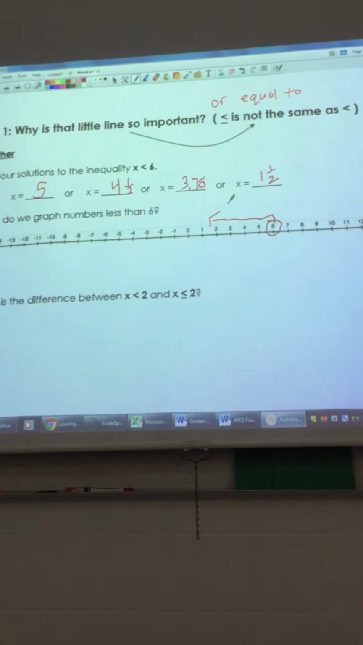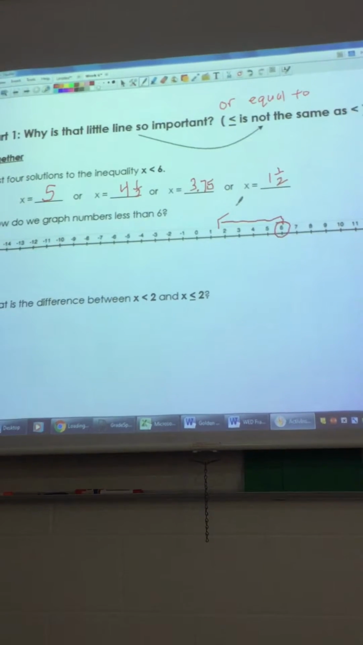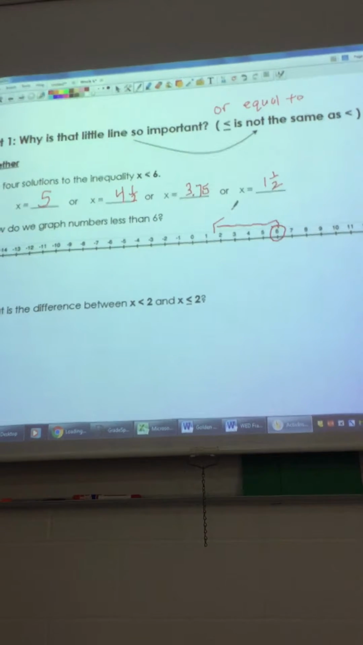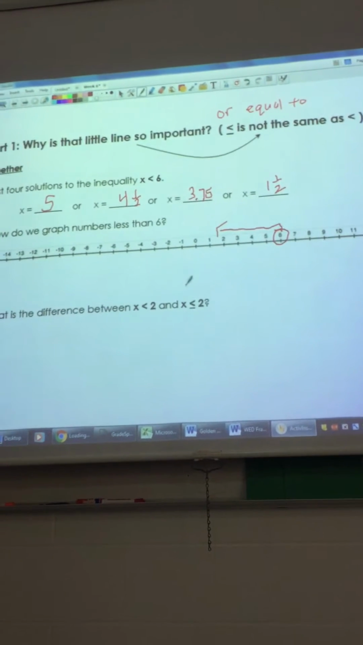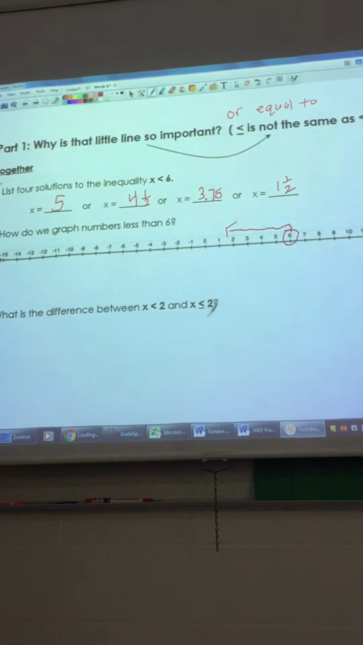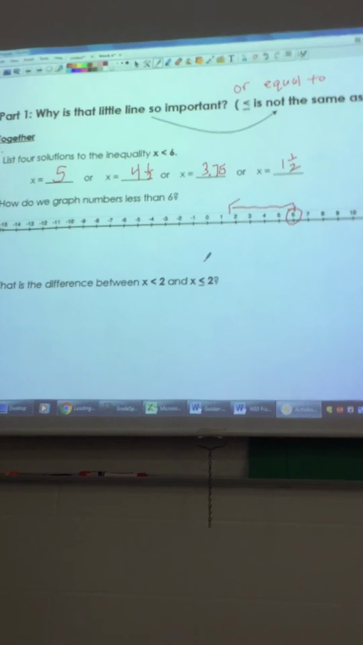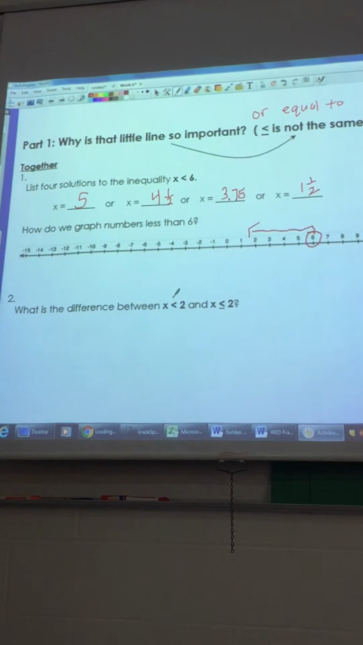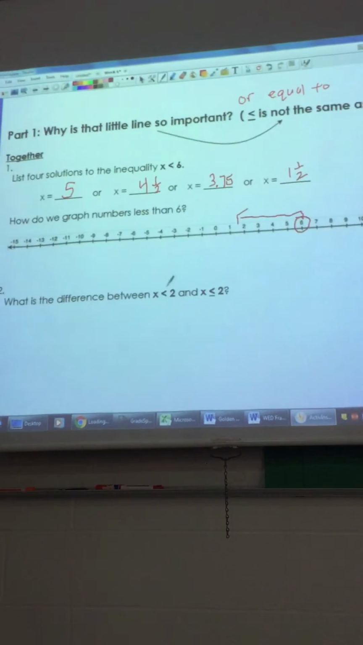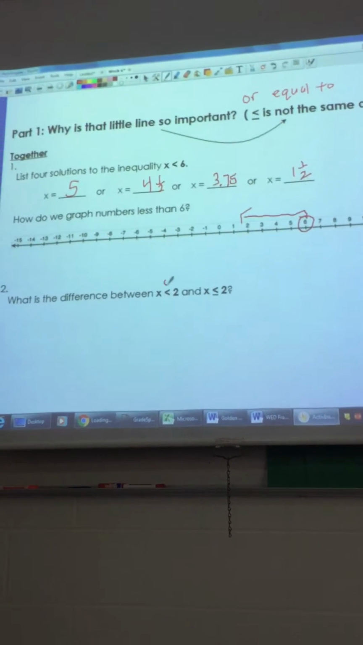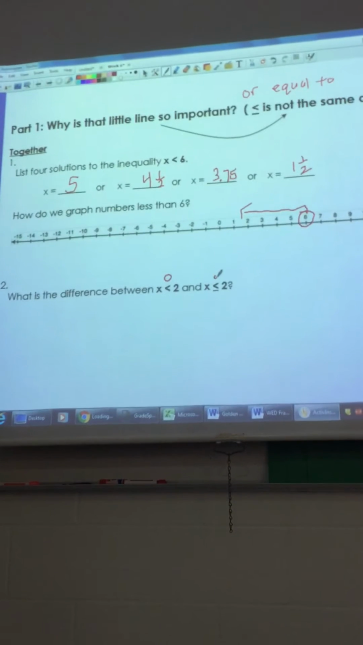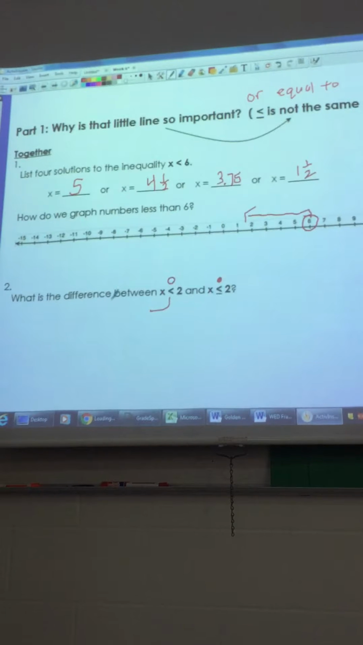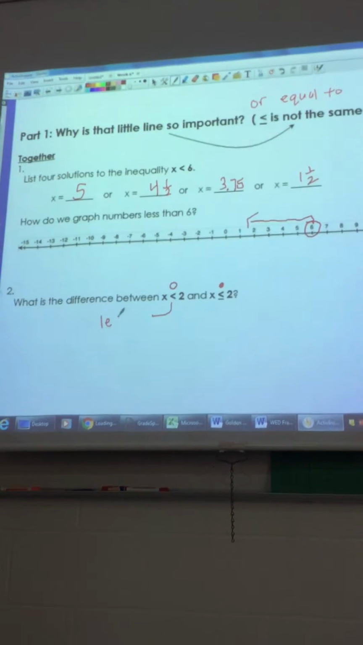All right, the next one says, what is the difference between x is less than 2 and x is less than or equal to 2? I just said it all out, but what? How would I draw them differently when I graph them? Which one would this one be, an open or closed circle? Open. And this one would be? Closed. And right next to here, I want you to write less than, because that's what that one means.